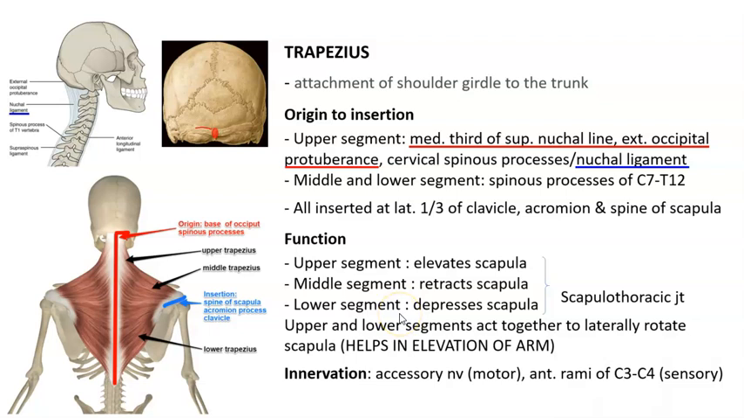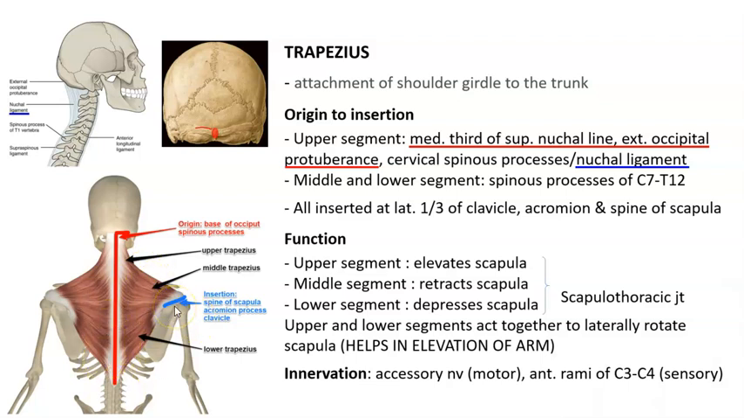Basically, you can learn from the picture. It is the attachment of the shoulder girdle to the trunk. You see here in the picture, the trapezius muscle we can divide into the upper segment, which is descending, the middle segment, which is horizontal, and the lower segment, which is ascending.